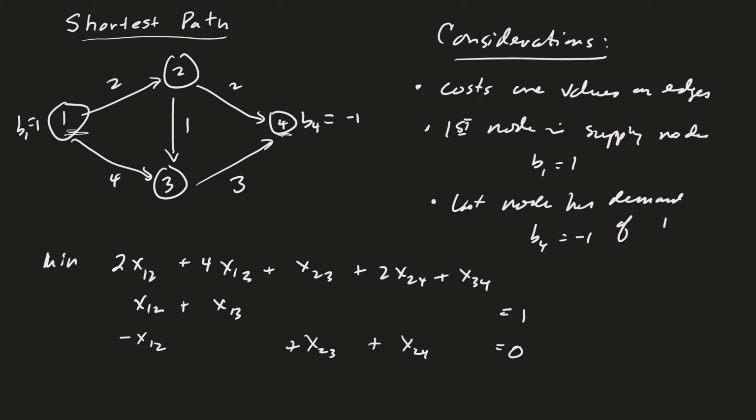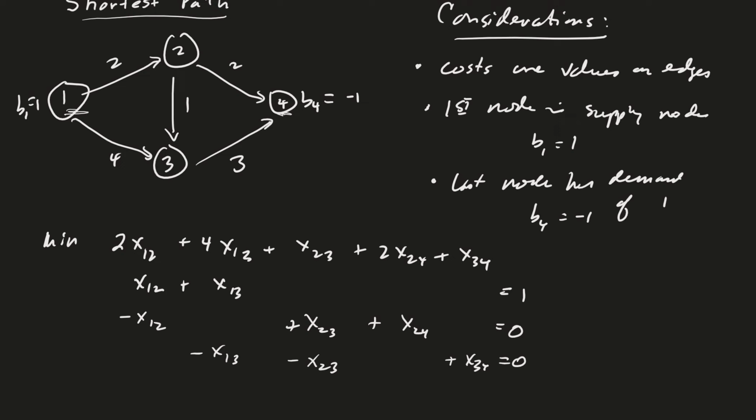Good. And then for node 3, we have two inputs and one output. So 1, 3 is going to be negative. What's the other one? 2, 3 is going to be negative. And what's going to be positive? 3, 4. And that's a transshipment node, so that's 0. And then our last node is node 4, and so that's going to be all negative values, right? 2, 4, and 3, 4. And then we have a negative 1 demand as well. Good. So there it is with xij greater than or equal to 0. Good. And so there's the shortest path problem as a minimum cost network flow problem.